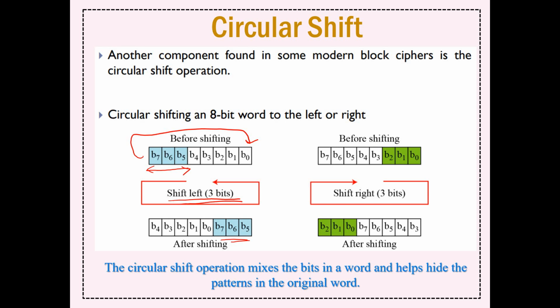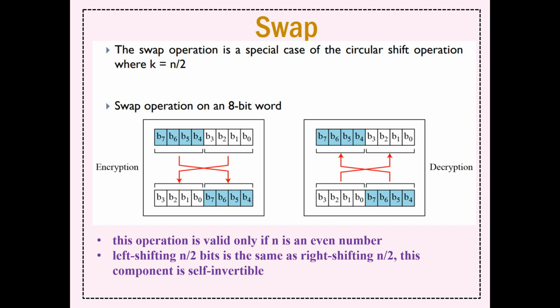That's one. The second one is called a swap. Please make a note of this, because there is a certain rule to it. The swap operation is a special case of the circular shift operation where the shifting happens with k equals n by 2. That means if n is equal to 64, then 64 by 2, that is 32 bits. Or let's take a relatively easier example, 0 to 8, an 8-bit word. So 4 bits will be swapped. How will it be swapped? You can observe here that B4 to B7 has been swapped to this side, and B0 to B3 is placed over here.